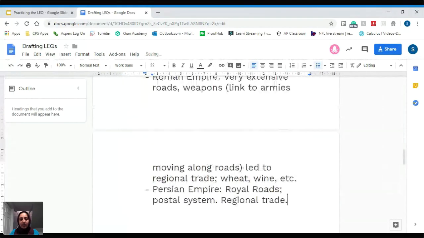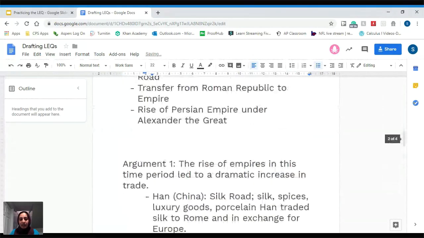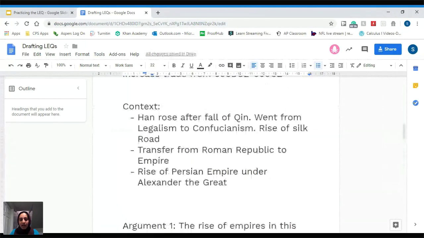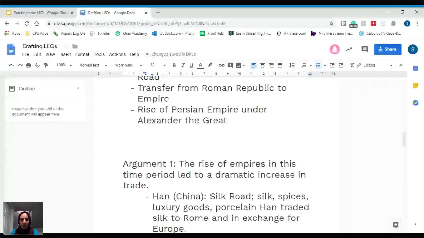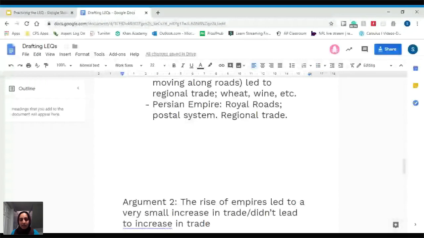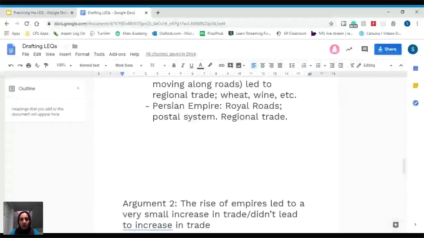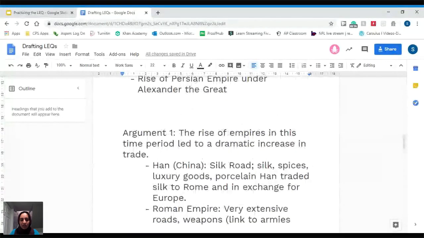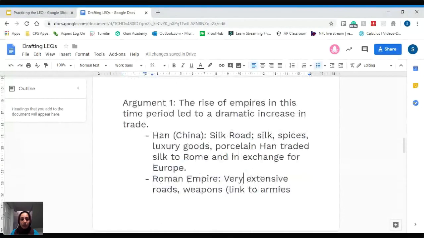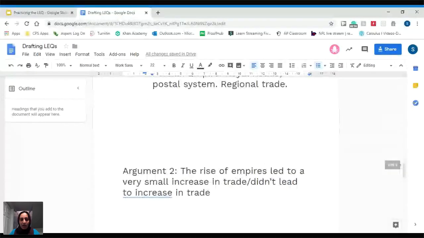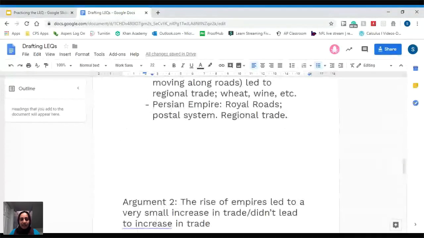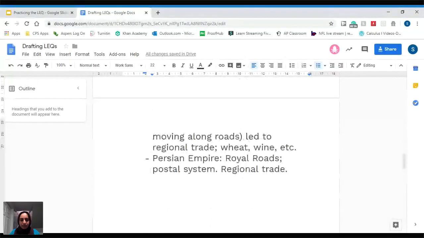Now when I go to write my essay, I already have my context. That's how I start my essay. I already have my thesis. I have my two arguments here, that it led to a dramatic increase, or didn't lead to a dramatic increase. And then we have our pieces of evidence. So when I go to write my first body paragraph, I can drop all of this and expand on it and relate it back to the prompt and so what. But we kind of have our essay essentially laid out here.